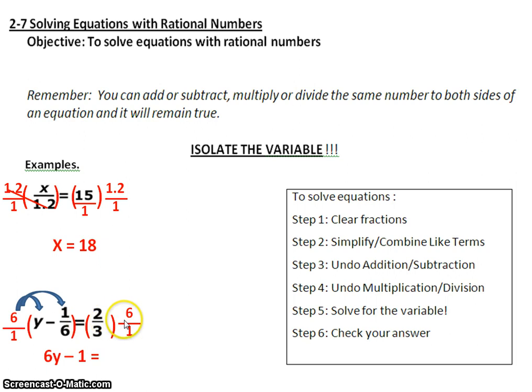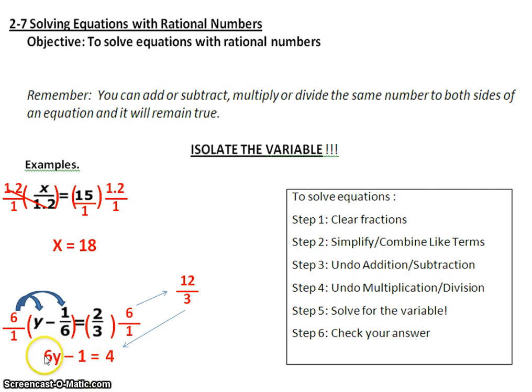I can simply multiply straight across. And when I do that, I'm going to end up with 2 times 6 is 12, 3 times 1 is 3. Now 12/3 can simplify. 12 divided by 3 will simplify to 4. Now all of my fractions are cleared. Let's continue to isolate the variable.